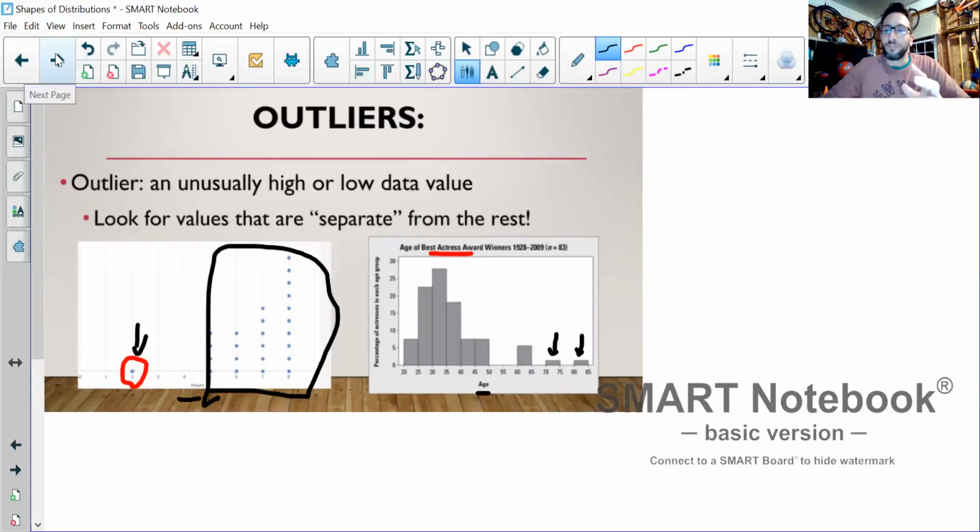So no fancy vocab for the gaps or the outliers. Other than outlier, you're kind of just telling me where the gap is or where the outlier is. We'll get more into outliers with box plots.